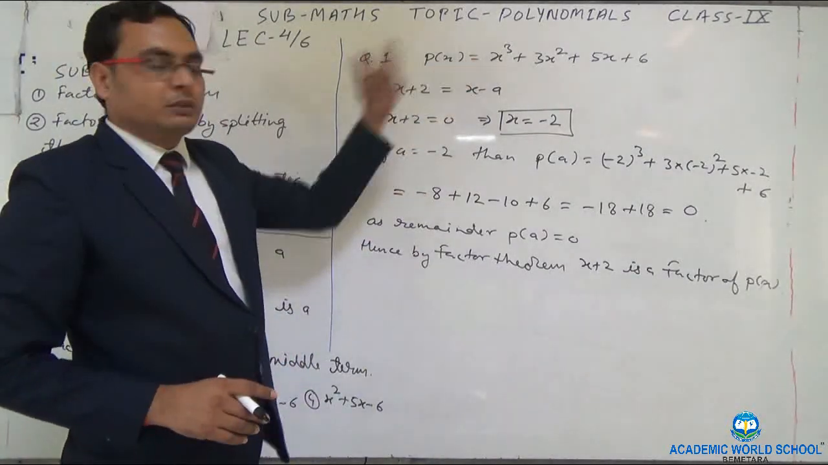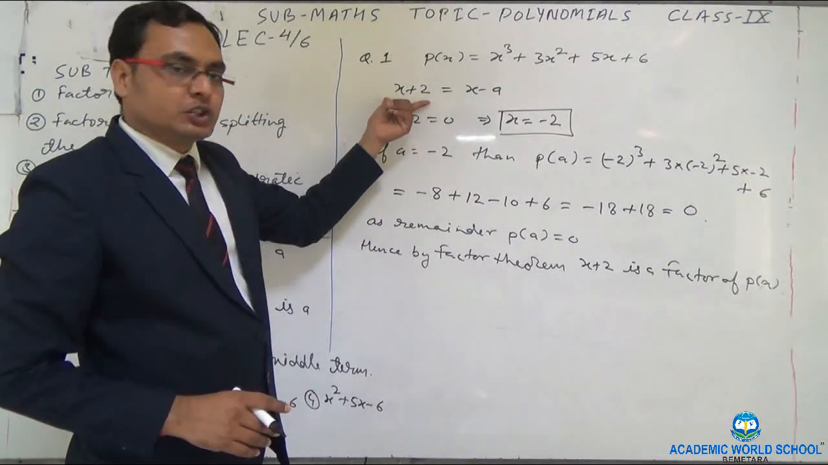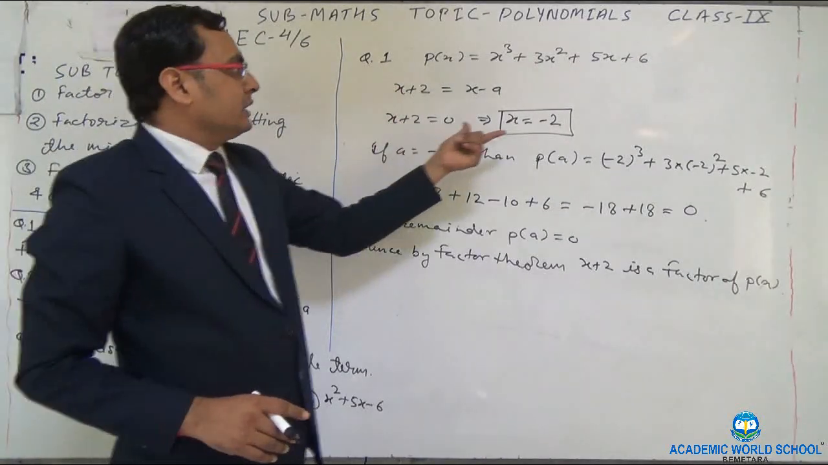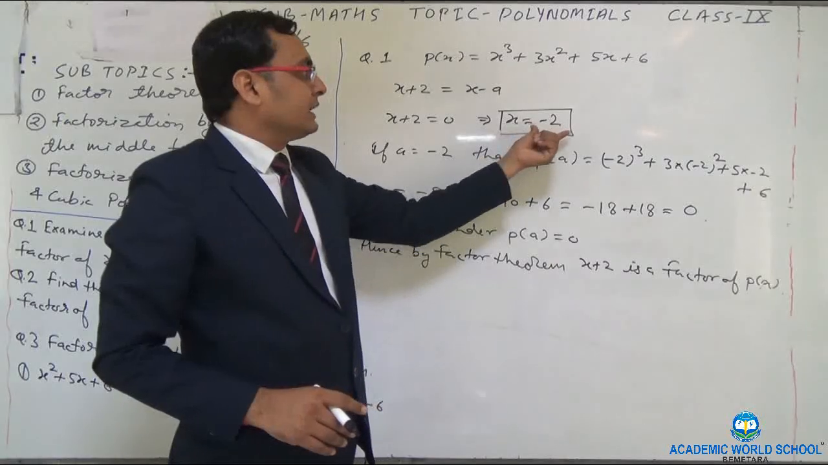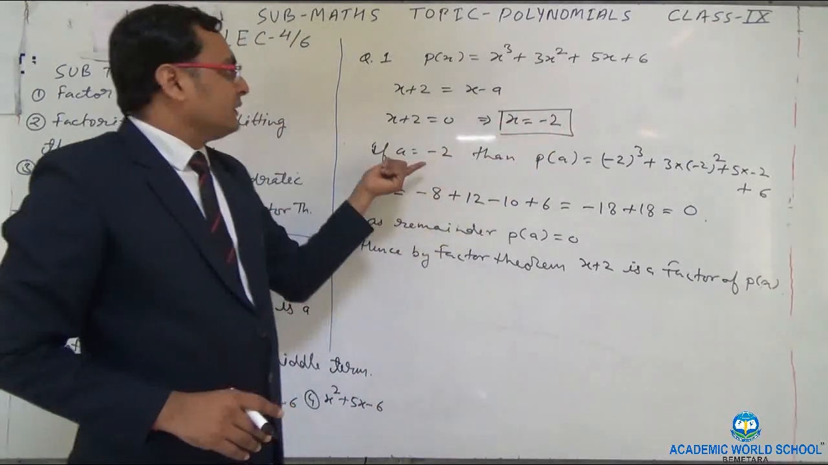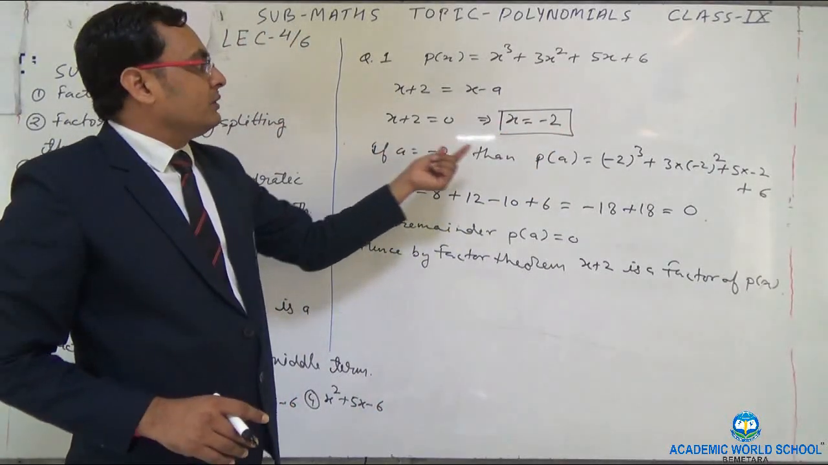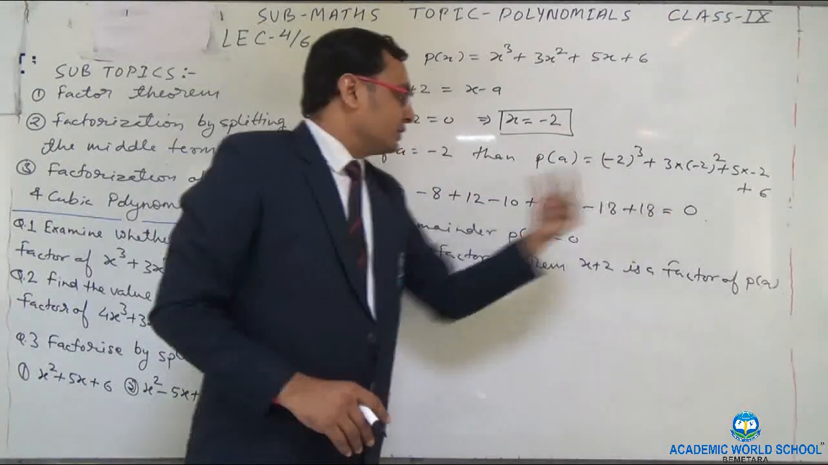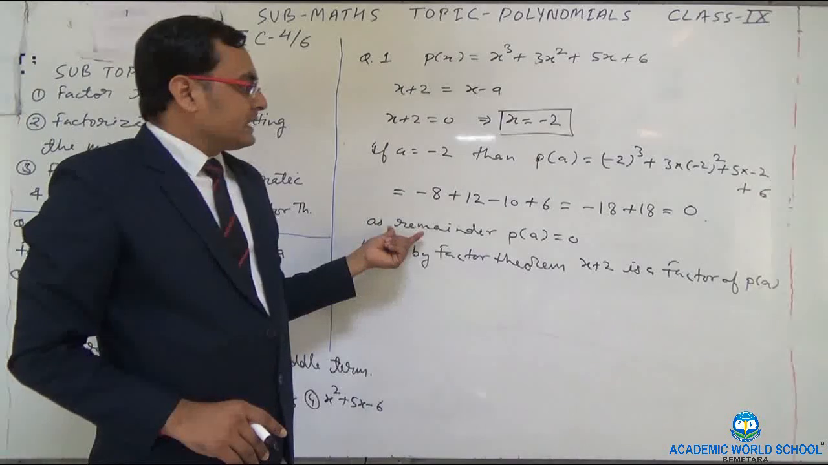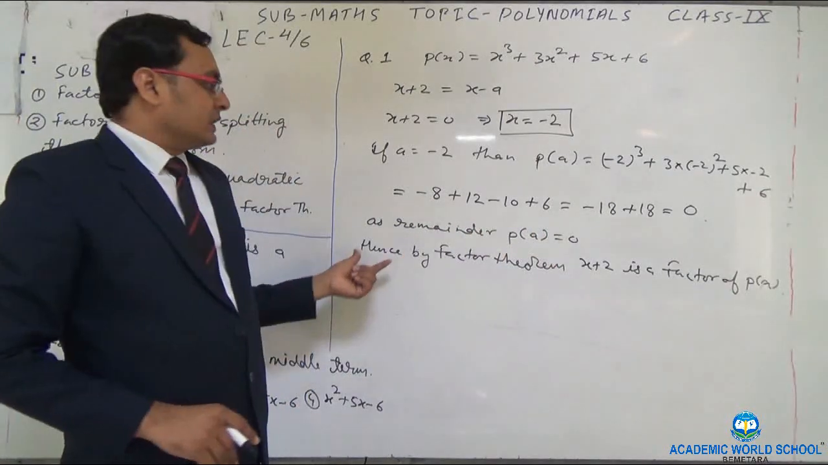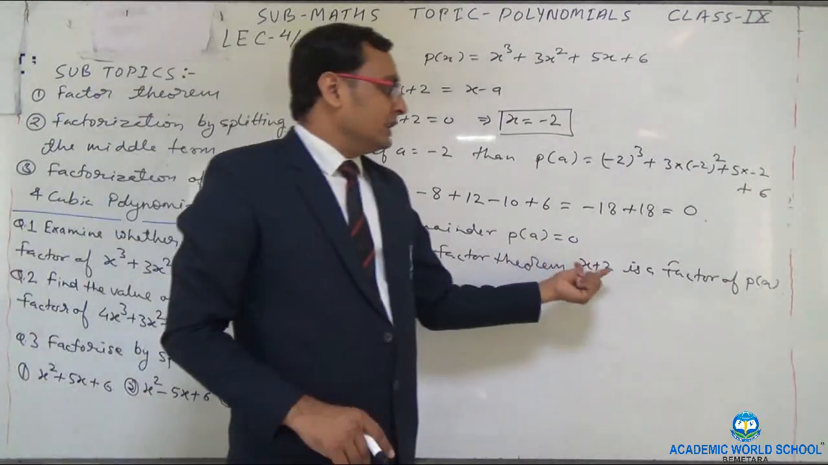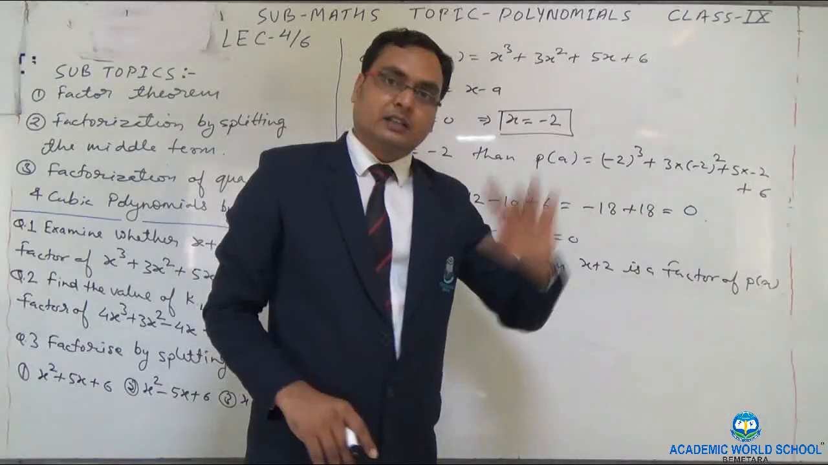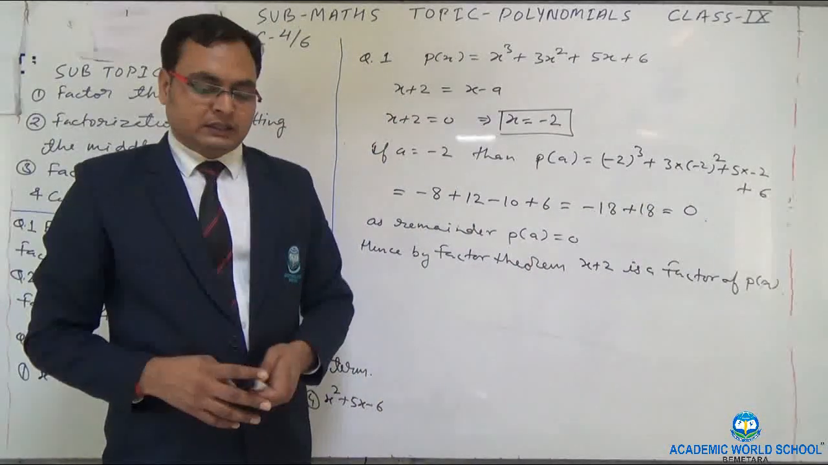Here we are given this polynomial p(x), we are given the linear polynomial x plus 2, we got the value of x which is minus 2, this minus 2 is the value of a also, we will find the remainder p(a). The remainder p(a) is equal to 0. Now as the remainder p(a) is equal to 0, hence by factor theorem the linear polynomial x plus 2 is a factor of polynomial p(x).